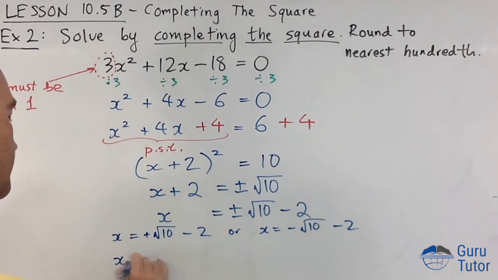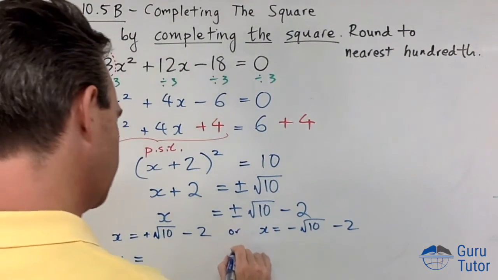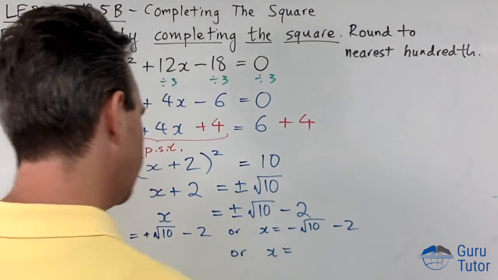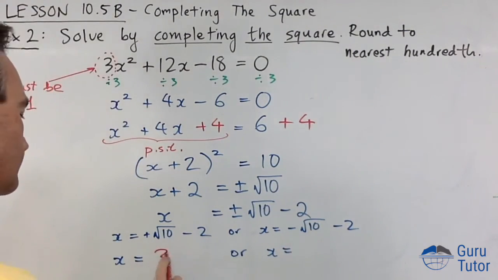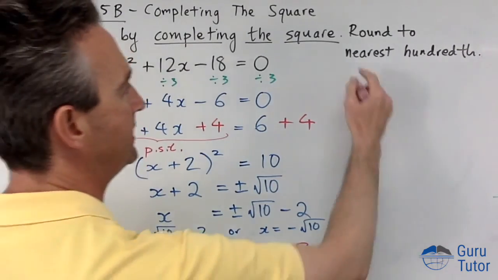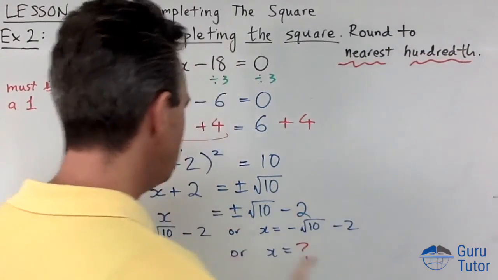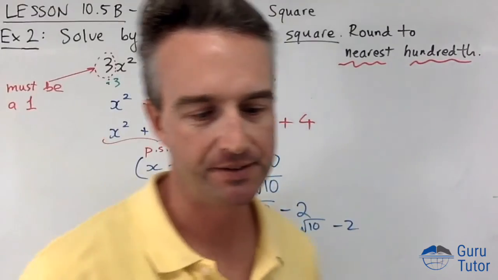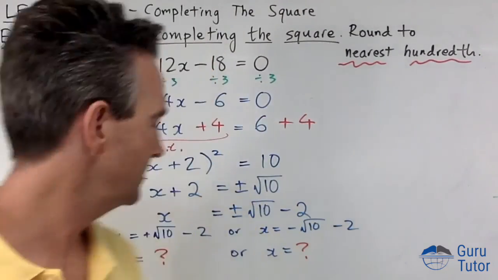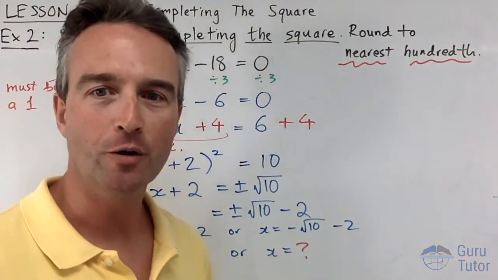And the answers, I might get you to do these and tell me what they are. You have to round these off to the nearest hundredth. So 2 decimal places each, please. I think one's positive and one's negative. Write it up in the comments. What do you get?